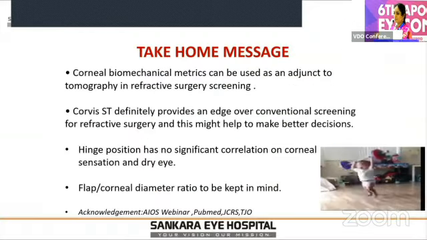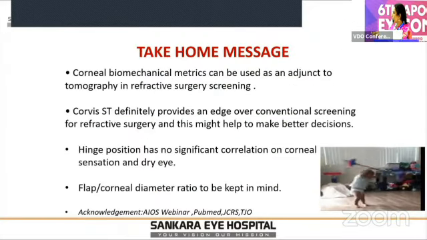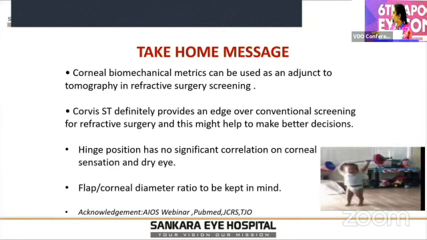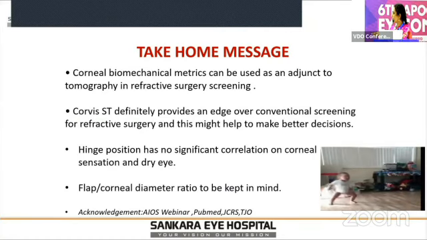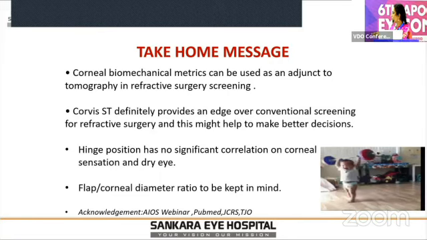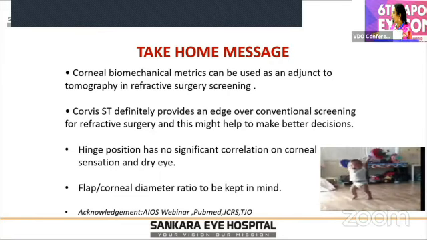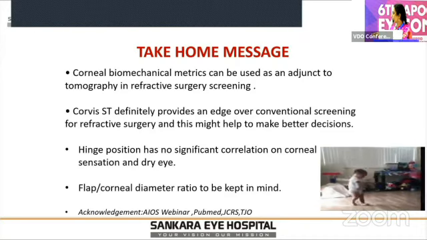LASIK. So to go for a take-home message, the corneal biomechanical metrics can be used as an adjunct to tomography in refractive surgery screening. Corvis ST definitely provides an edge over conventional screening for refractive surgery. Hinge position has no significant correlation with corneal sensation in dry eye, at least after 6 months, and the flap and corneal diameter ratio has to be kept in mind.